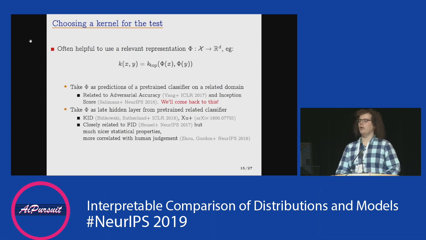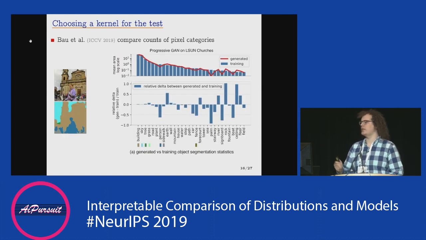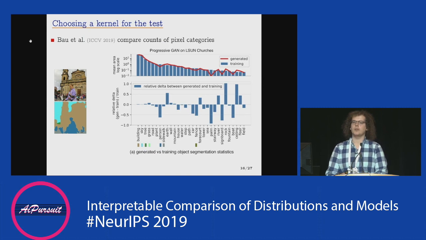Here's another one that is from a paper that just came out at ICCV. What they do here is they're looking at GANs, and they're trying to understand what kind of images GANs are generating on this LSUN Churches data set. So there's a lot of tourist type images of churches. So what they do is they run these images through an image segmentation model that classifies each pixel in the image as building, sky, person, etc.